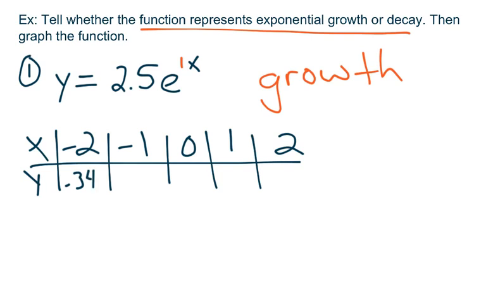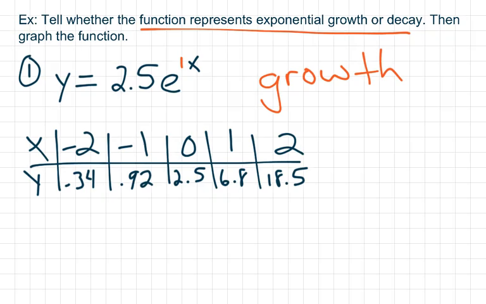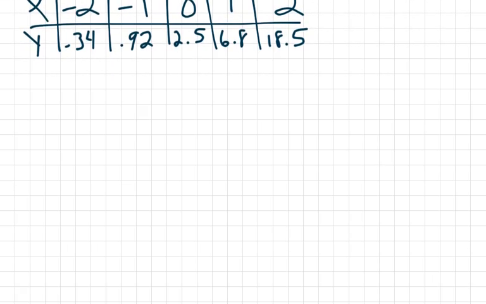0.34 would be here, 0.92, this is 2.5, 6.8, and 18.5. Okay, so once we've got our XY table, let me bring in some graph paper here, and we can go ahead and graph these. I'm not going to graph this one just because it's a rather large number, but the rest of these, I could get that. This is not negative 34, that's 0.34, so that's bad handwriting. 0.34, it doesn't look much better, but we'll go with it.